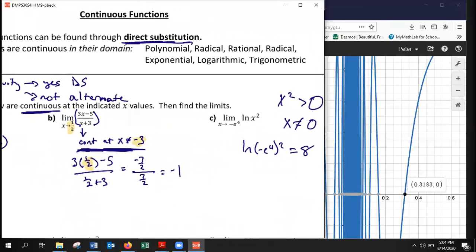So part C, natural log function. Is the natural log function continuous? Yes, it is. It's continuous in its domain, and that domain is when the argument here is greater than 0. And since the argument is greater than 0, negative e to the 4th is part of that. Therefore, we can directly substitute and go.